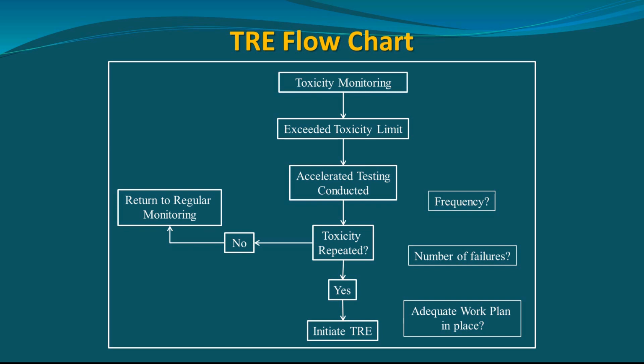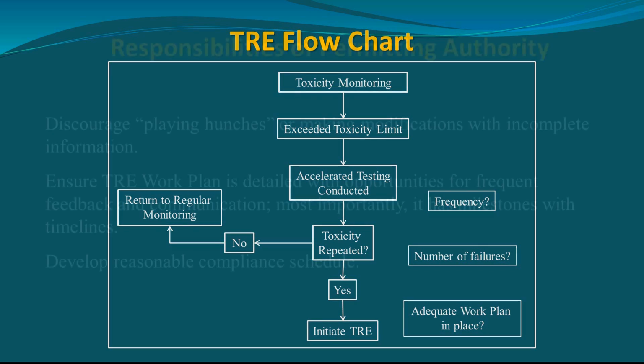And the whole idea here is in your permits this part is predefined. Your frequency for accelerated testing is in the permit, right? And then when you do that, you want to see if you've got a consistent toxicity signal. You test it again a certain number of times, and if it's not toxic, then you just go back to regular monitoring. But if you repeat it and you have a certain number of defined failures, then you say, yes, it's consistently toxic, so we have to do a TRE. We have to reduce toxicity to eliminate it so you're back within compliance.